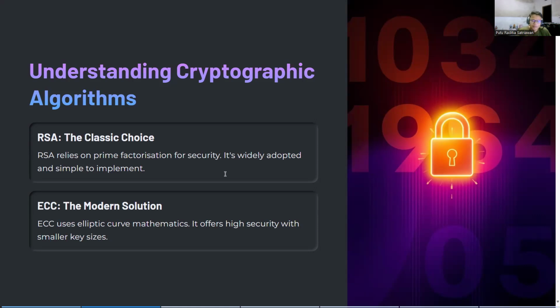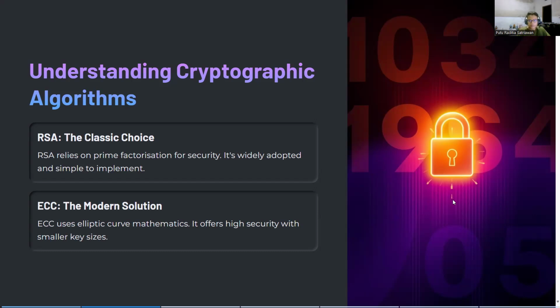Meanwhile, ECC is the modern solution. ECC uses the elliptic curve mathematical method, which can offer high security with smaller key sizes, making it more efficient to code, to make, and to design. And the ECC, or elliptic curve cryptography, is already being used more widely and more efficiently compared to RSA. On paper, it just outperforms RSA. But what about the experiment?